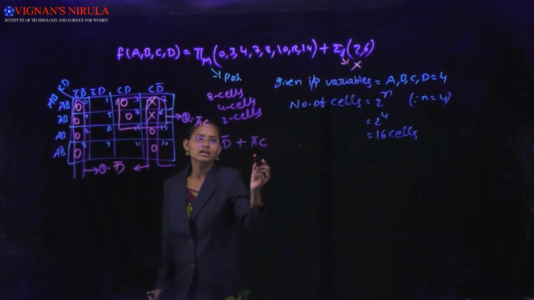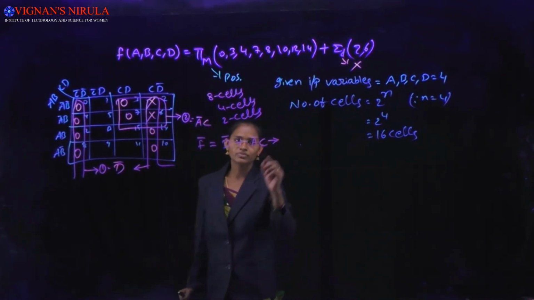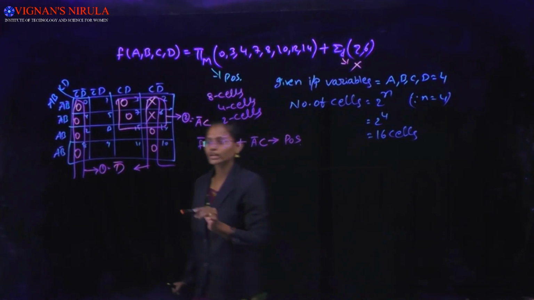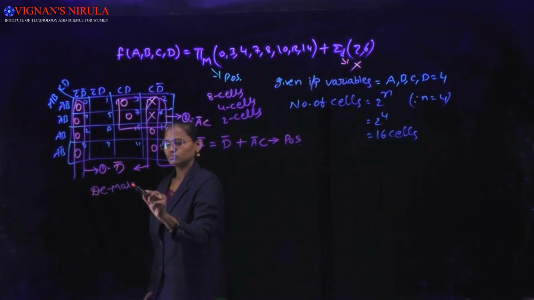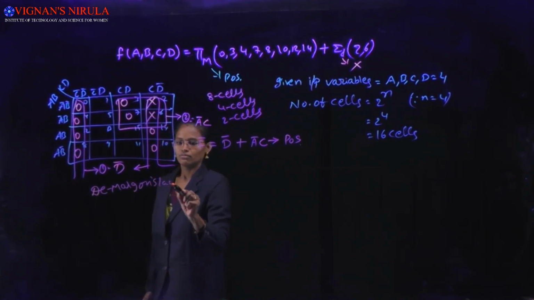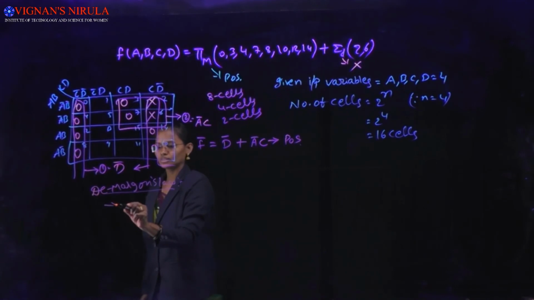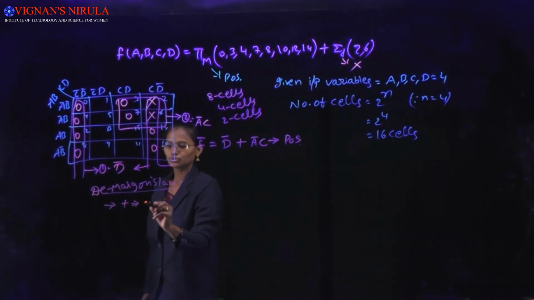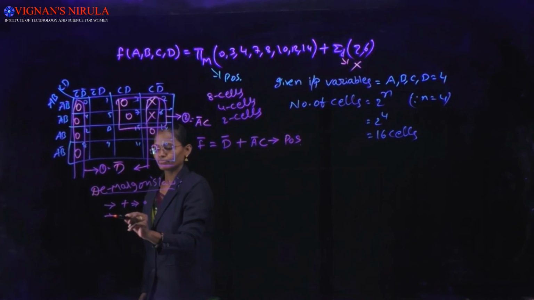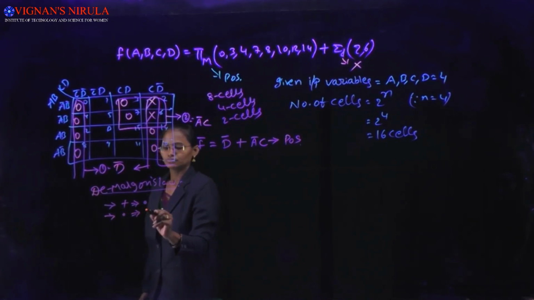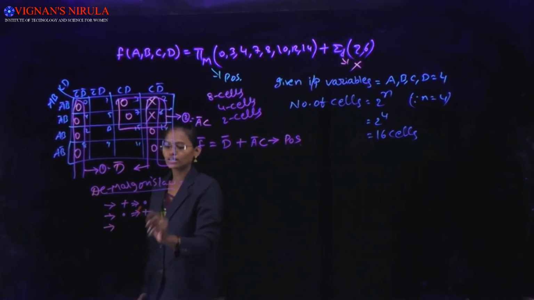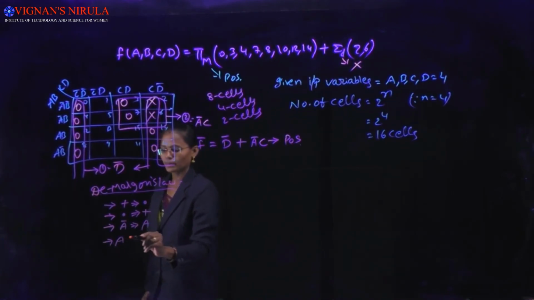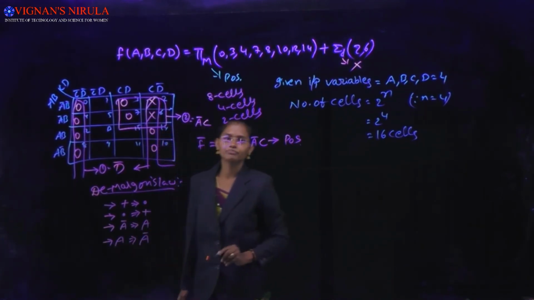This is SOP form, then convert to POS form. How to convert? Apply De Morgan's law. What is De Morgan's law? The first one, AND sign is changed to OR sign, and OR sign is changed to AND sign. And next, complement is changed to uncomplement, and uncomplement is changed to complement.